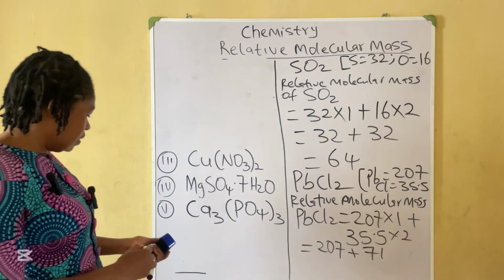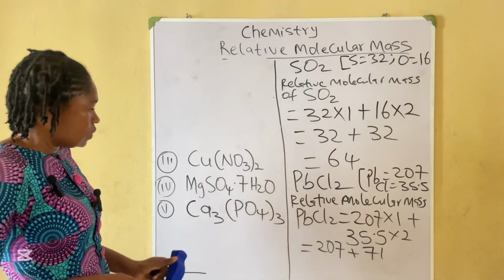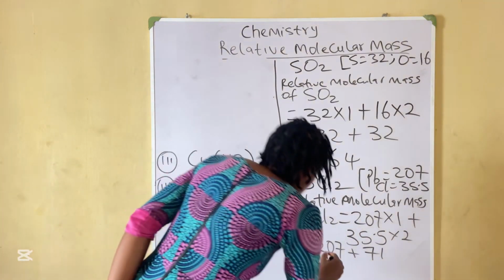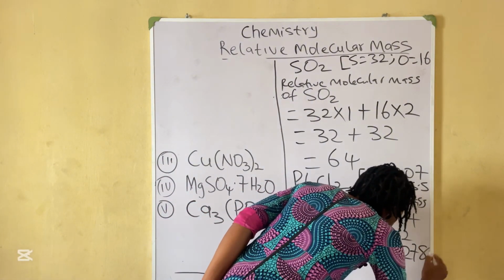So what will be the relative molecular mass of lead 2 chloride? So it will now be what? 278. 278.